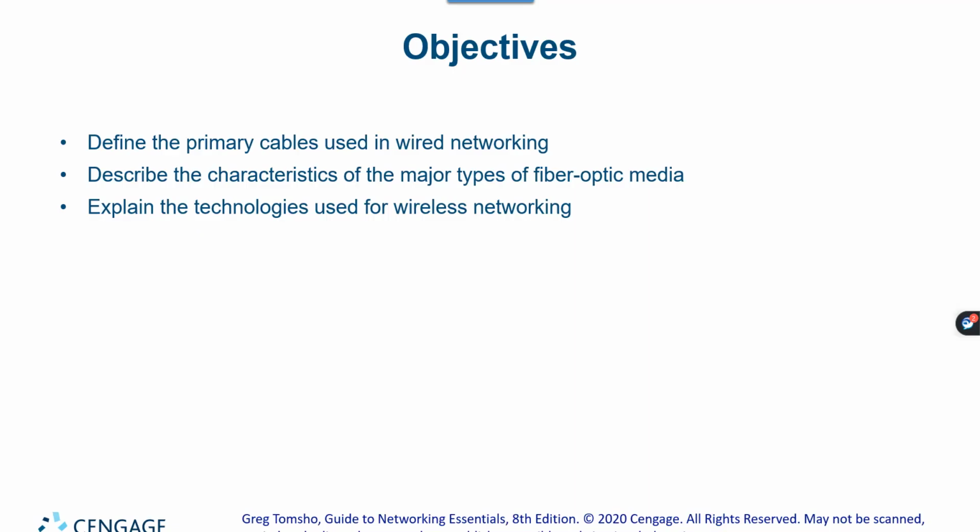The objectives for this chapter are to define the primary cables used in wiring networks, describe the characteristics of the major types of fiber optic media, and explain the technology used for wireless networking. So this whole chapter is just about the physical and wireless connections between our computers and how we connect them together.